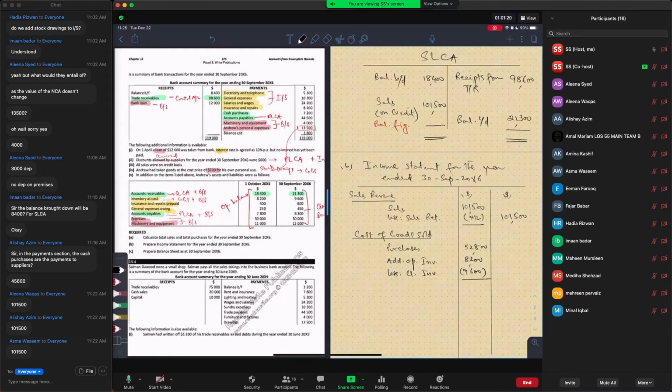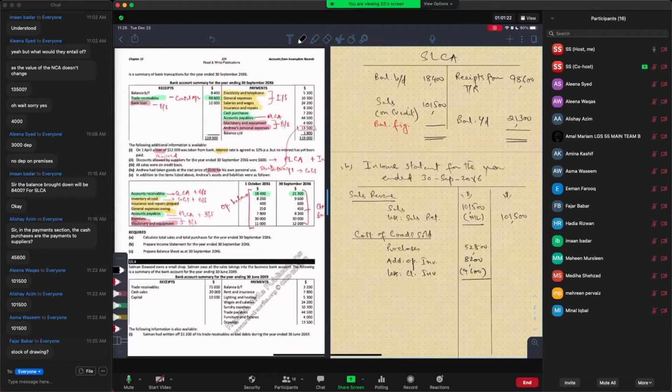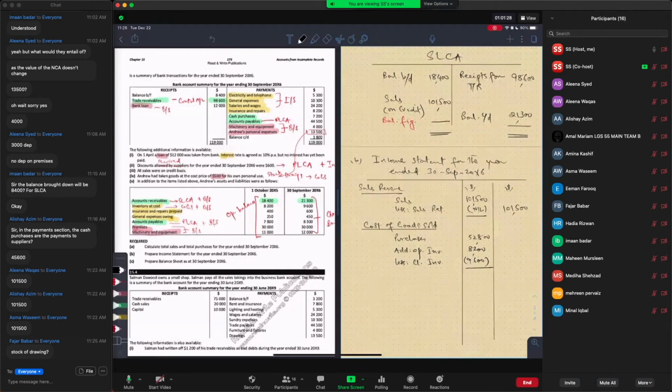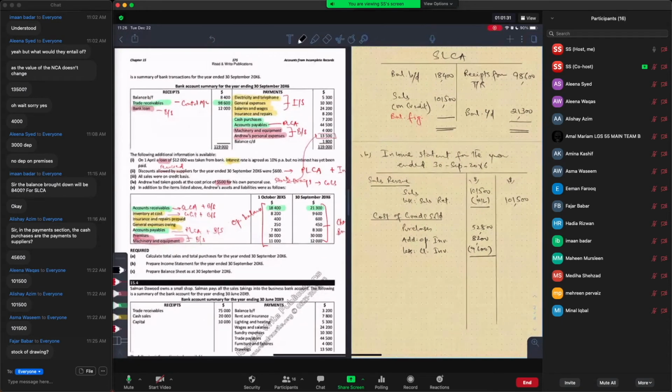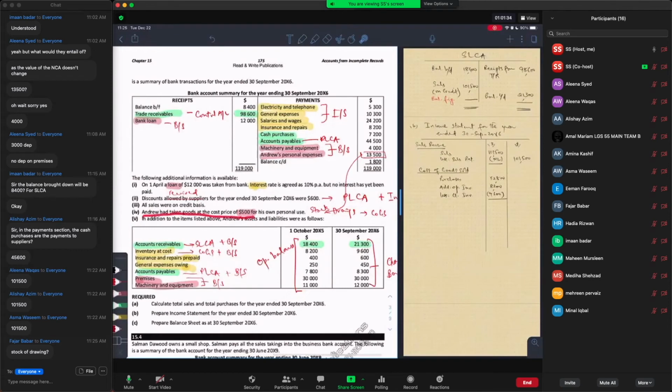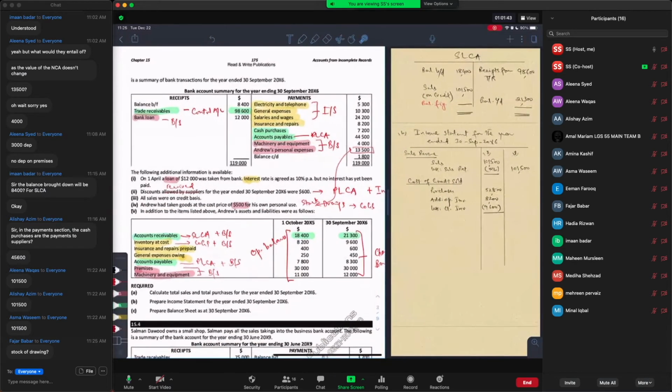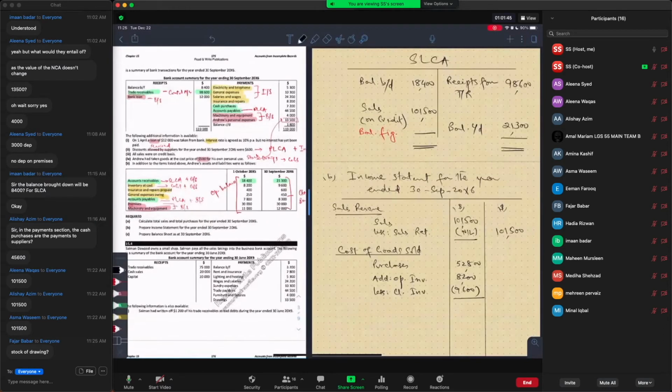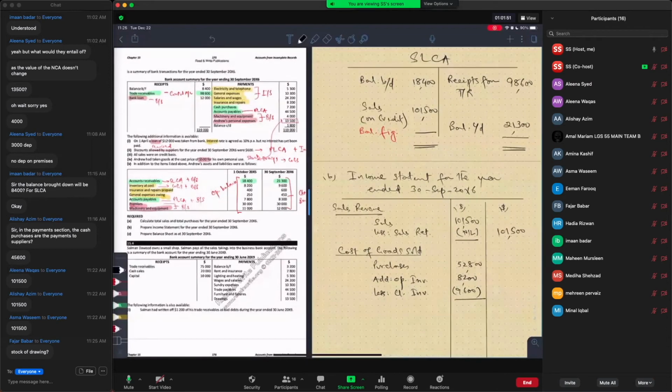One thing I forgot. Sorry. Wait. The stock drawings, remember note number 4, we already marked it here. Note number 4 here, you can see Andrew had taken goods at the cost of $500 for his personal use. These were the stock drawings and we were supposed to put them in the cost of goods sold. So now I'll just improvise. So 52,800 here minus 500, and I will change that. Ideally, you should show it separately. $52,300, right? So stock drawing, yes, Fajr, thank you for reminding.